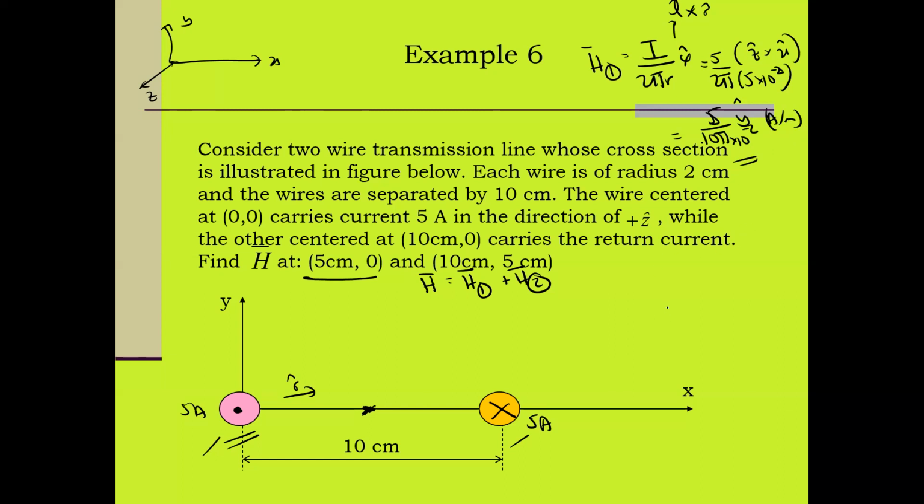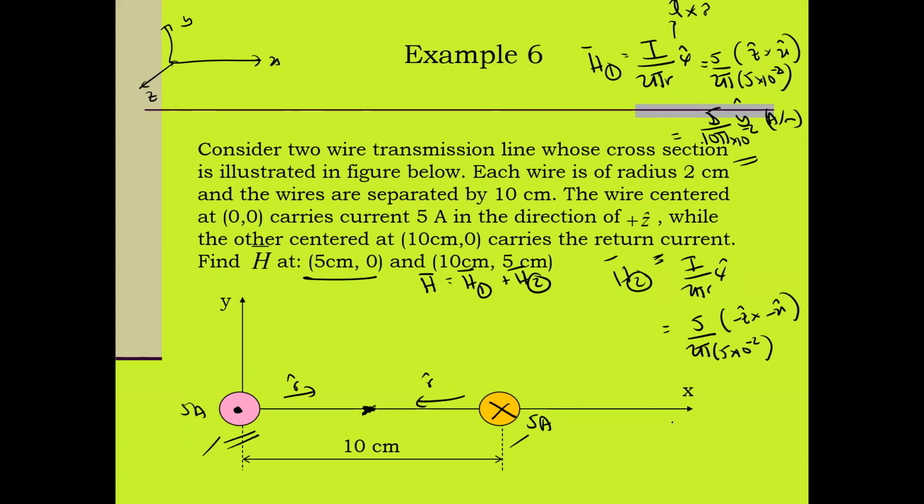Whereas for H2, the contribution by this 5 ampere flowing through the negative Z direction, H2 will be I over 2 pi R in the direction of phi, where I is 5 ampere. 2 pi of R, R is a perpendicular distance, so again the distance is 5 centimeter, so we have 5 times 10 power of negative 2. And the phi direction should now be substituted as L cross R. L will be negative Z direction and R is in this direction, so R is negative X direction.